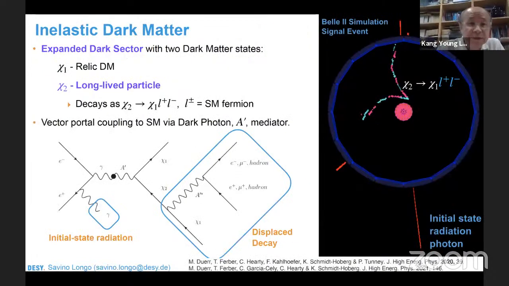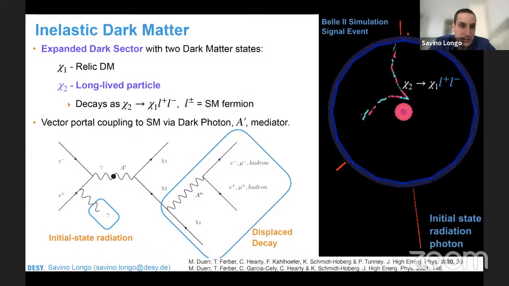The final analysis I'll talk about is the search for inelastic dark matter. This is a new analysis started at Belle 2, where it introduces an expanded dark sector. So in this case, we have 2 dark matter states introduced. The first one is a Chi-1, which is the relic dark matter, and this is stable. And then we have a Chi-2 particle, which is a long-lived particle and decays as Chi-2 back to Chi-1 plus 2 standard model fermions.